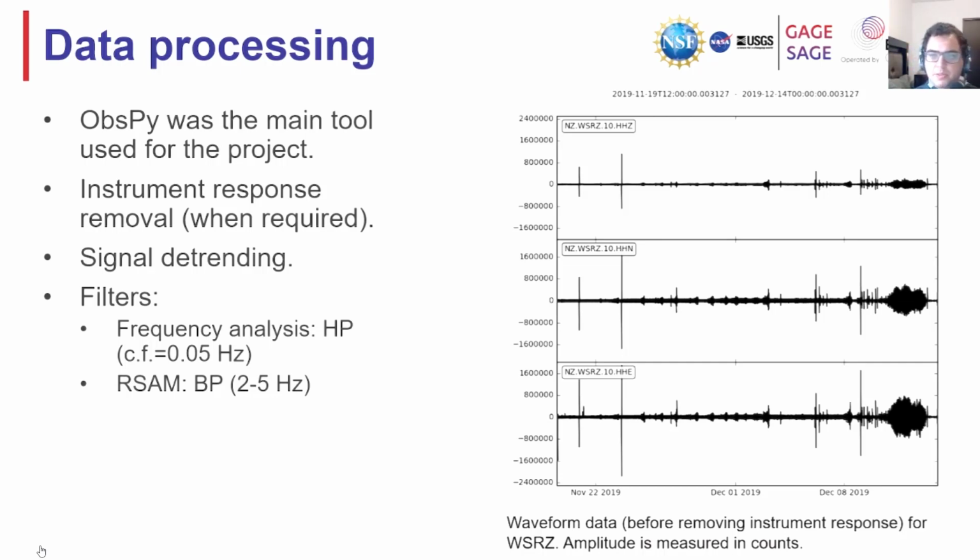And whenever I had to do frequency analysis routines, I first detrended the signal using a third-degree polynomial spline with a length of 500 samples, that is 5 seconds, according to the sample rate of the data. And as for the filters, for frequency analysis, I applied a high-pass filter with a cutoff frequency of 0.05 Hz to eliminate the long-period contributions to the signal. And for the RSAM data, which I obtained from Craig Miller, a researcher at GNS in New Zealand, the data was filtered between 2 and 5 Hz with a bandpass filter.